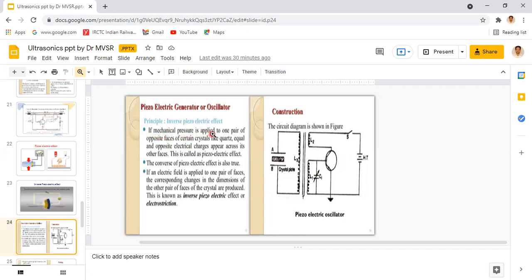If mechanical pressure is applied to one pair of opposite faces of certain crystals like quartz, Rochelle salt, tourmaline, etc., equal and opposite electric charges appear across its other faces. This is called the piezoelectric effect. That is, when mechanical pressure is applied on one pair of opposite faces, charges appear automatically on the other faces.